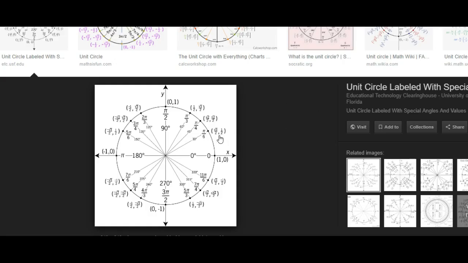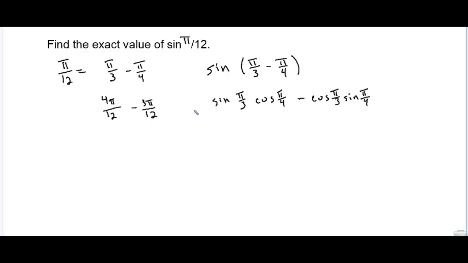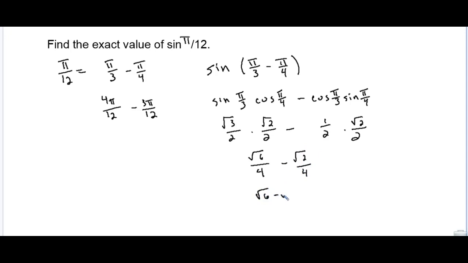So, sine of pi over 3 is square root of 3 over 2. Cosine of pi over 4 is square root of 2 over 2. Minus cosine of pi over 3 should be 1/2, and sine of pi over 4 should be square root 2 over 2. So this is going to be, again, square root 6 over 4 minus square root 2 over 4. Again, we can do the same thing, square root 6 minus square root 2 all over 4, and that would be your answer again. So we have the exact same thing.